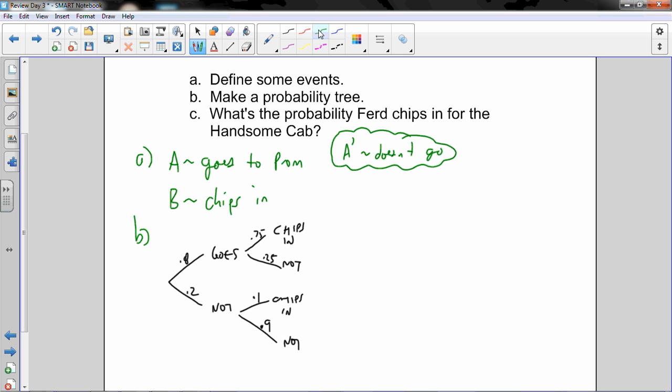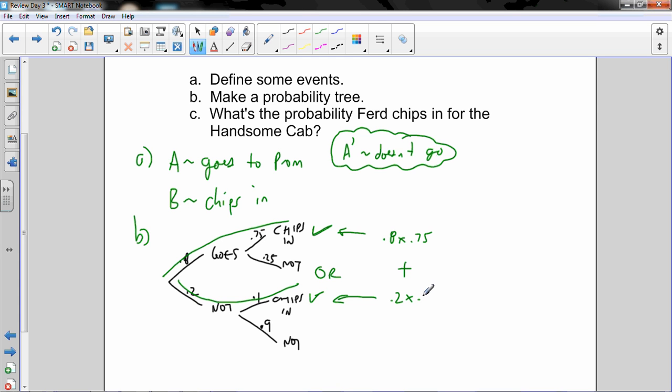And so overall, what's the probability that he chips in? Well, that means it's this path, right? This path here, or key counting word, or this path. Well, to get to this path here, this would have to happen, and that has to happen. Well, that and means multiply. That's to get to this path. Or means plus. To get to this path, this has to happen, and this has to happen.